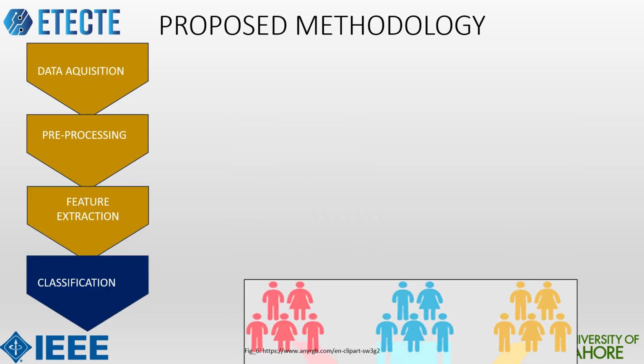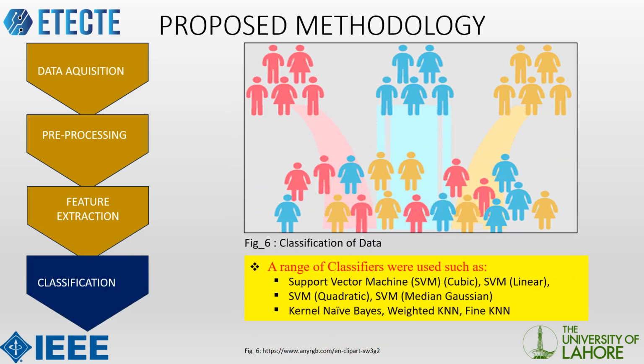And finally, base classifiers have been used to train the model, which include support vector machines, naive Bayes, ensemble methods, and decision trees. That model classifies the data from all subjects. Support vector machine outperformed all other classifiers and achieved maximum accuracy.